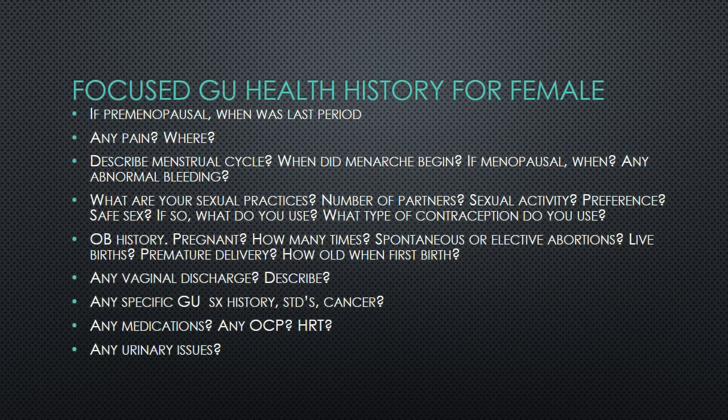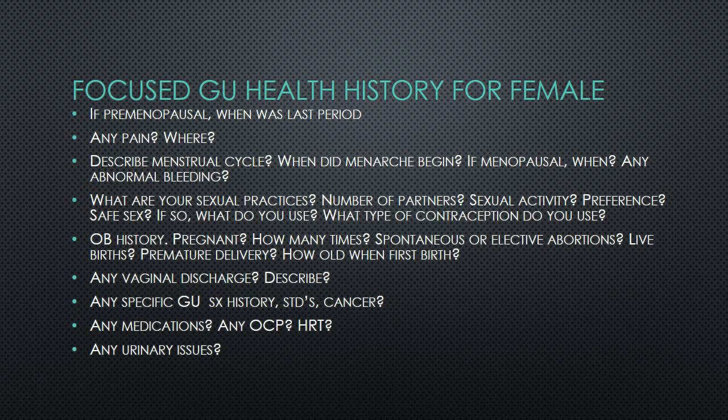Describe your menstrual cycle. When did menarche begin? You want to ask if they are menopausal, when did they become menopausal, and if they're having any abnormal bleeding. Especially in the older adult, abnormal vaginal bleeding is very indicative of some kind of uterine cancer. What is the patient's sexual practice? How many partners do they have? What is their sexual activity? What is their preference?